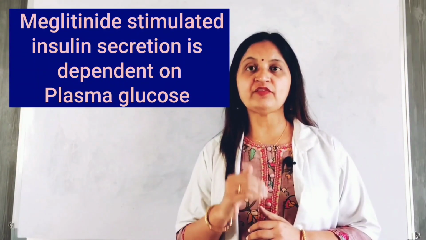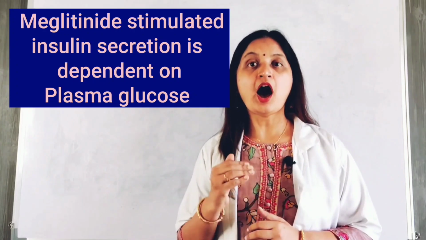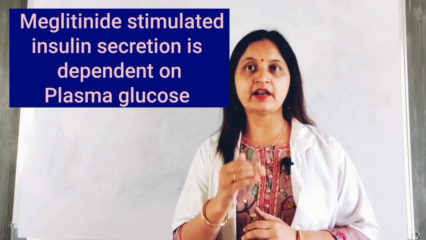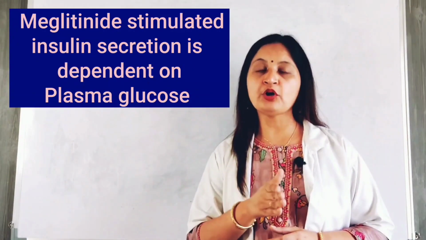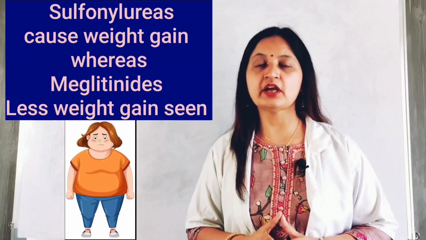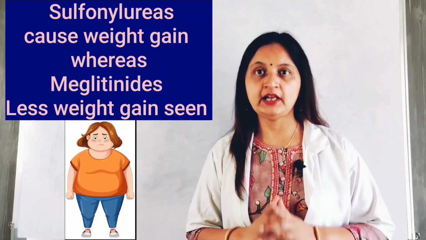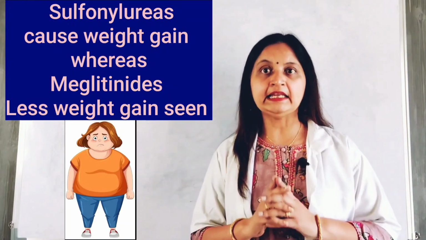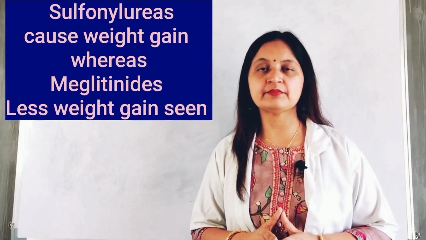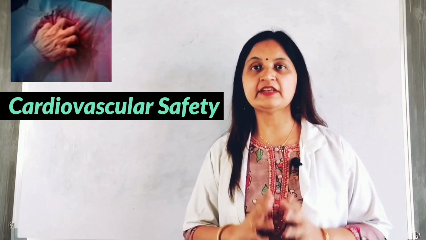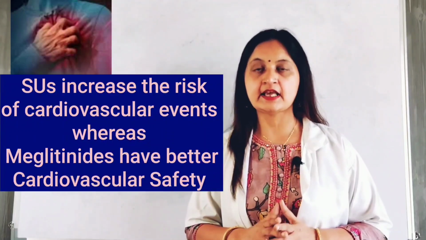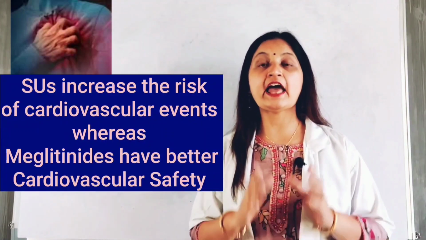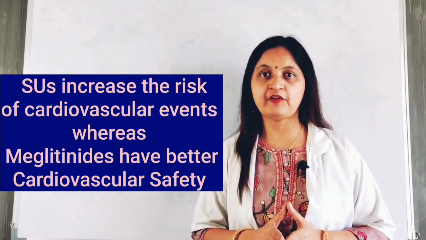So the insulin secretion with meglitinide derivatives is more after the meals when the blood glucose levels are rising. So hypoglycemia is less commonly seen with meglitinide derivatives, and it is more common with sulfonylureas. In terms of body weight gain, sulfonylureas are known to increase the weight of the individual, and therefore these drugs are preferred in lean individuals with type 2 diabetes mellitus. In terms of cardiovascular safety, studies have shown that sulfonylureas increase the risk for cardiovascular events. Meglitinide derivatives, on the other hand, have a better cardiovascular safety profile.